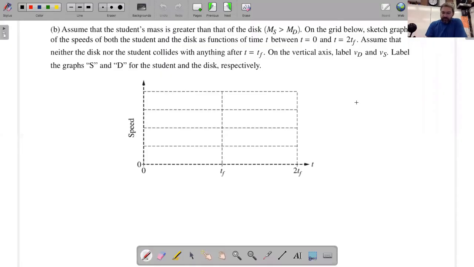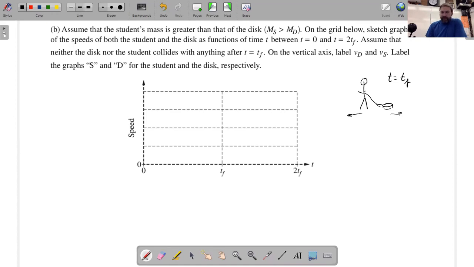Okay, the student pushes on the disk during the time t sub f. So if this is the disk, the pushing takes place during the time equal to some time t sub f. Assume that neither the disk nor the student collides with anything after t equals t sub f. While the student is pushing on the disk, the student will accelerate to the left and the disk will accelerate to the right.